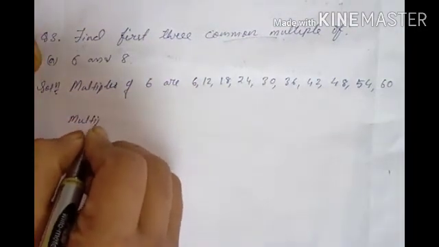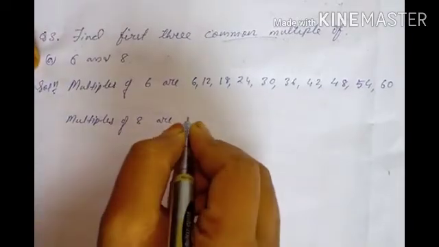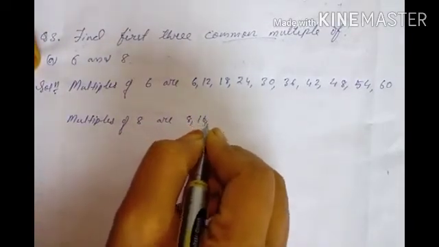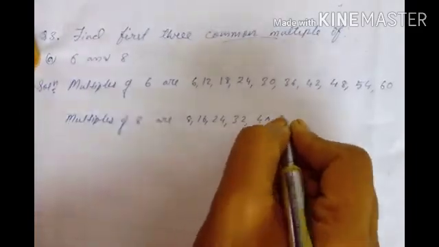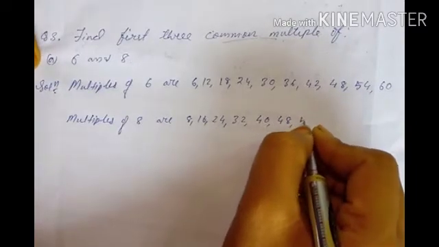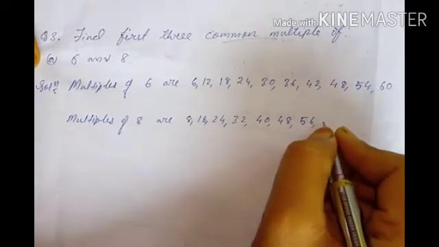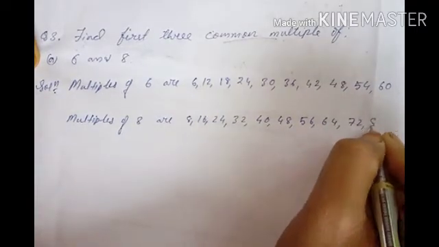Multiples of 8: 8 1s are 8, 8 2s are 16, 8 3s are 24, 8 4s are 32, 8 5s are 40, 8 6s are 48, then 56, then 64, then 72, now 80.